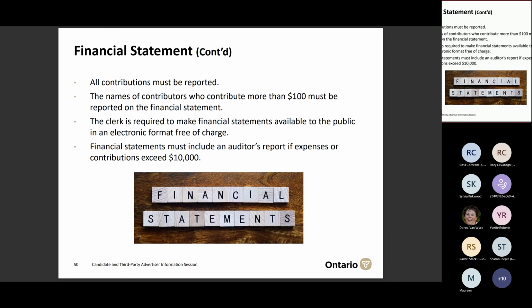Part 2, financial statements. The appointment of an auditor by the candidate is mandatory if expenses or contributions exceed $10,000. The auditor must be licensed under the Public Accounting Act of 2004, and please note that the campaign statements are public documents. Next slide, please.